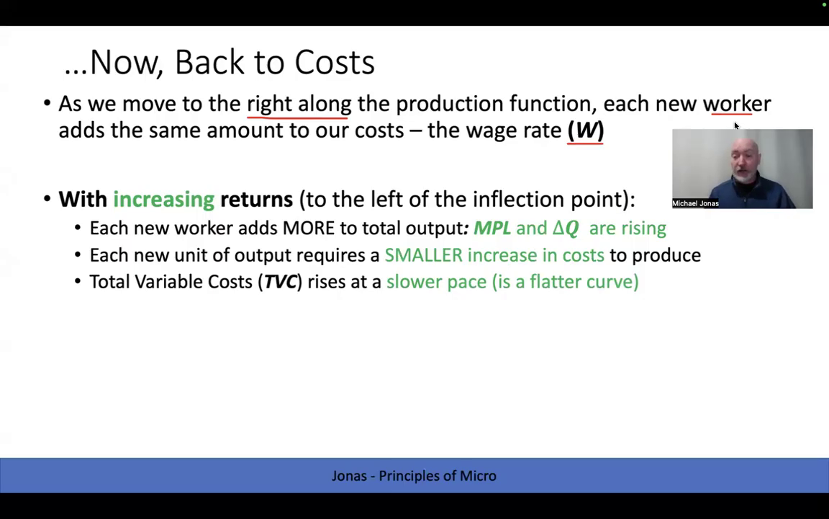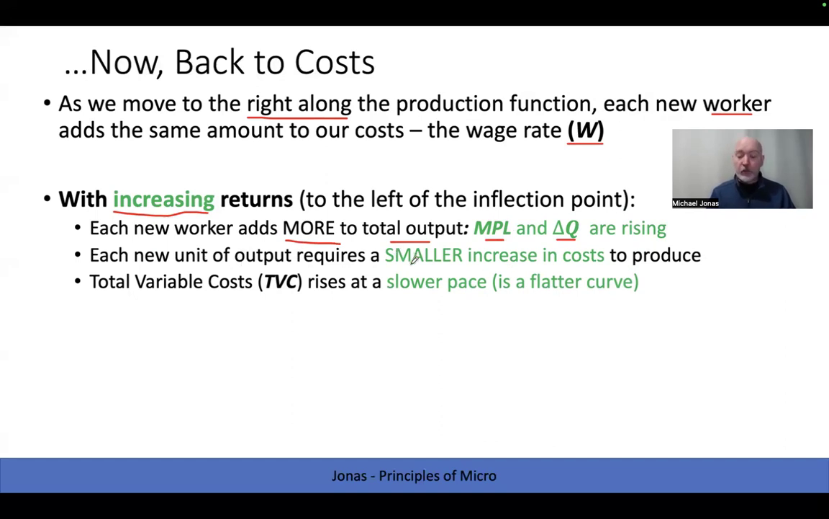But luckily, we've already got this all sorted out, right? It all depends on where you are in that production function. Are you in the increasing returns portion to the left of the inflection point, or have you hit the inflection point and are experiencing diminishing returns? So starting from, again, left to right, at those low levels of output, we haven't hit the inflection point. We're experiencing increasing returns and everything's good, right? Each additional worker adds more to our total output, both marginal product of labor and therefore the change in output are rising.